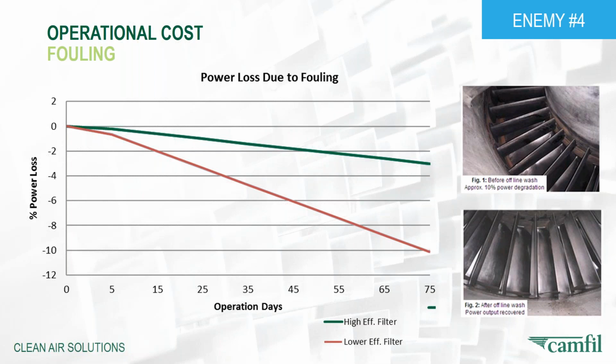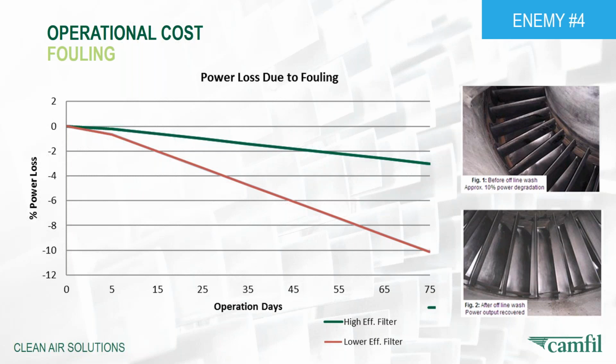Improved filtration was added to that site, where the reduction in power loss was now 3% versus 10%, still relatively high over a short amount of time. And this test was done several years ago, and with modern technology, we can even reduce that 3% loss to something more in the order of 1% loss or better.